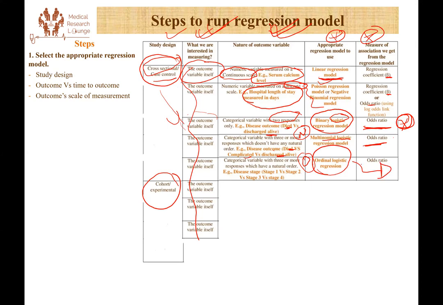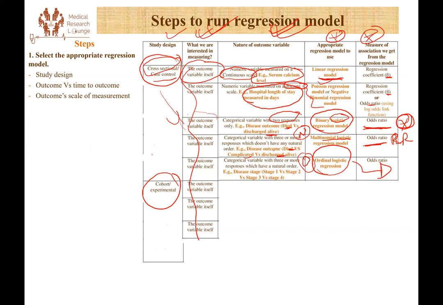These are important to know because sometimes when you review articles, people put relative risk as a measure of association when they have actually run a logistic regression model. So when somebody asks you to review an article, these are the things that you can also check: if they have used the proper regression model and if they have run it properly. So this is all about cross-sectional and case control study designs and their choice of a regression model.